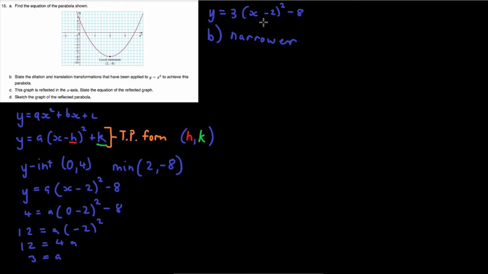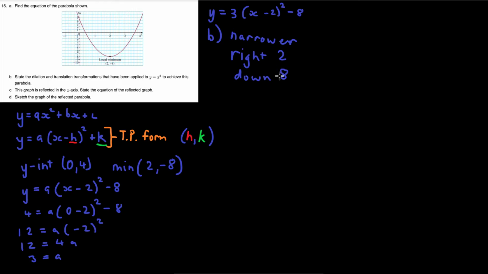And by 3. A is the dilation factor. If your A value is greater than 1, it becomes narrower. If it is between 0 and 1, it will become wider. Next up, it's been translated to the right 2, and it's been put down 8.